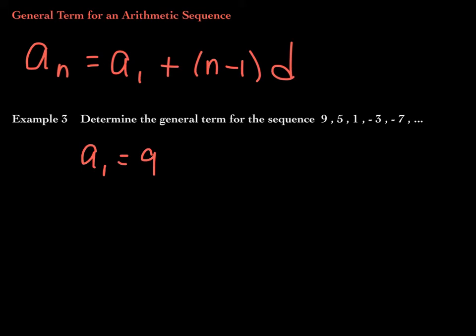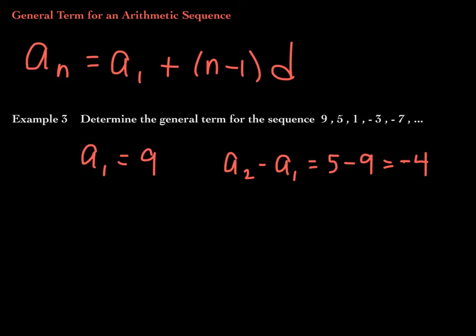So let's do that. So a sub 2 minus a sub 1. It'll be 5 minus 9, which is negative 4. Negative 4 is the common difference. You can see that that's true, can't you? If you add negative 4 to 9, you get 5. If you add negative 4 to 5, you get 1. If you add negative 4 to 1, you get negative 3. If you add negative 4 to negative 3, you get negative 7.